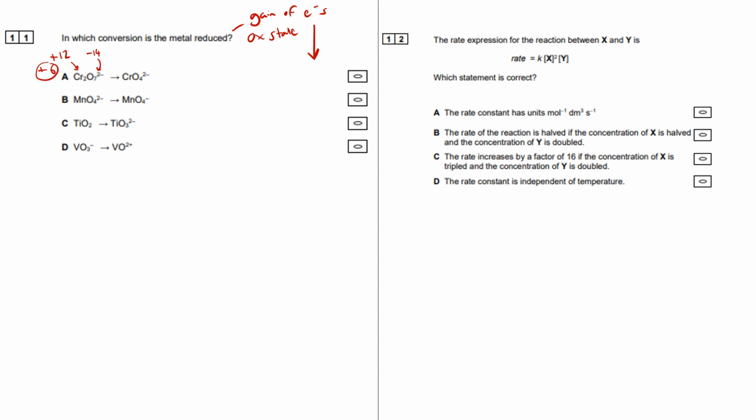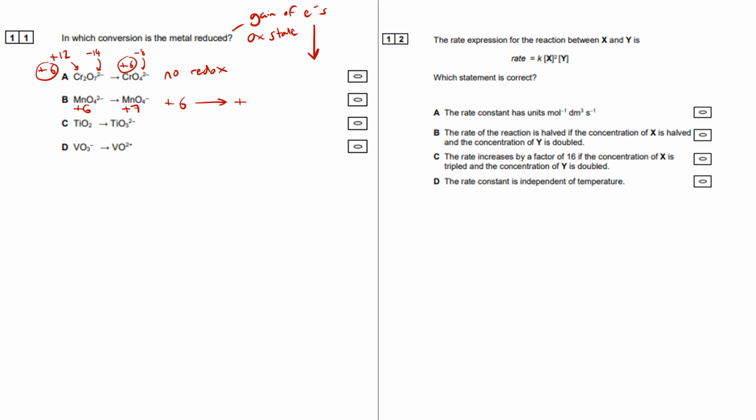In CrO4 minus, each oxygen is minus 2, so you've got minus 8. Minus 8 to minus 2 means the chromium must be plus 6. So there's no redox occurring in that first half equation. When we have B, we've got manganate. The oxidation state in MnO4- is +7. So the manganese is changing oxidation state. It's going from +6 to +7. Oxidation state is increasing, so that manganate there is being oxidized, not reduced.